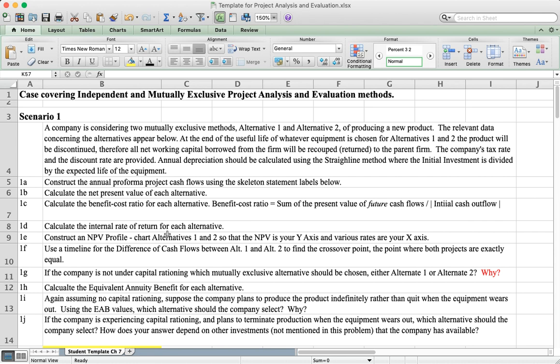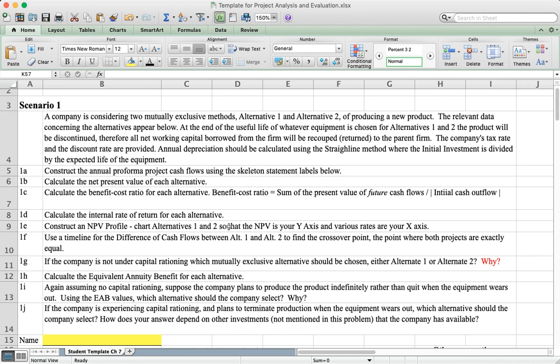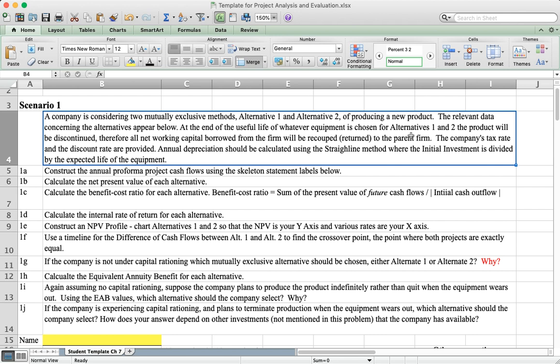If it's one that is supposed to be done only in Excel, for instance, it says calculate the internal rate of return for each alternative, 1D, obviously you're going to skip that. You're not going to put that on your memo unless you want to summarize what the IRR was for each alternative. I'm okay if you don't. The idea here is to get you to see all of the methods that can be used and to use them to make good decisions.